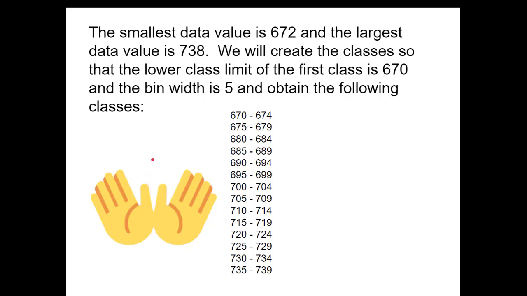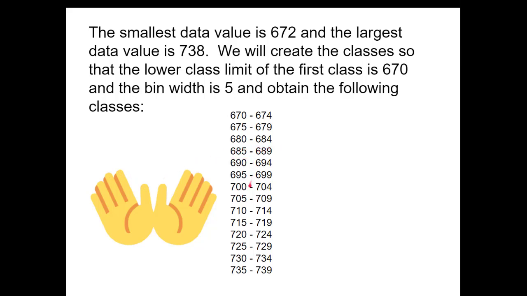My next bin is going to start at one number more, 675, and go up by 5: 675, 676, 677, 678, 679. And it's going to end up here. Then I'm going to go to the next number, which is 680, and start here: 680, 681, 682, 683, 684. So I end up here with 684.